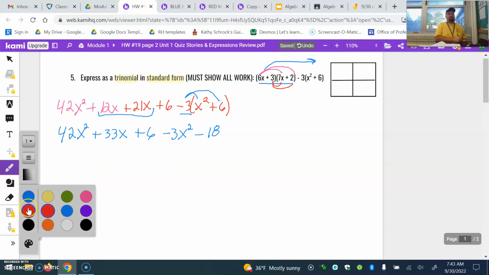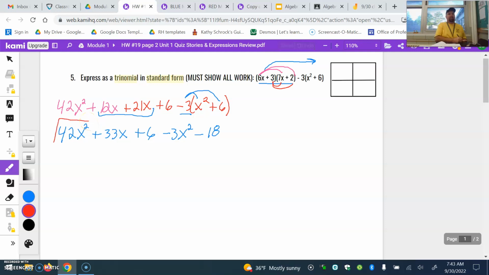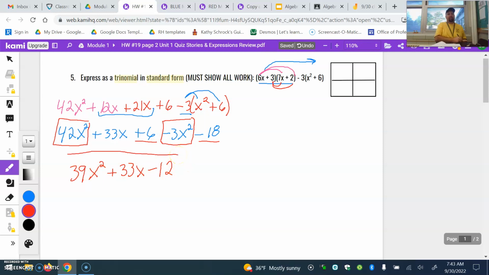All right, now it's a matter of combining like terms, CLT. 42x squared goes with -3x squared. 42 minus 3 is 39x squared. I hope I didn't make a mistake. 33x does not have any like terms. And positive 6 and -18 combine to give me -12. And this is a trinomial, and it is in standard form, so I am done.